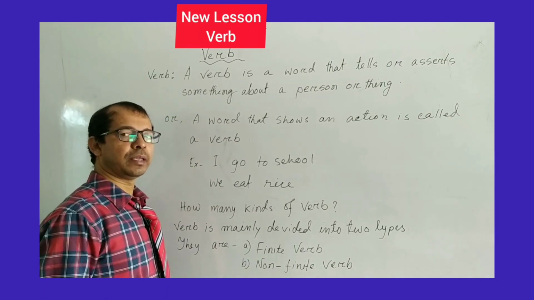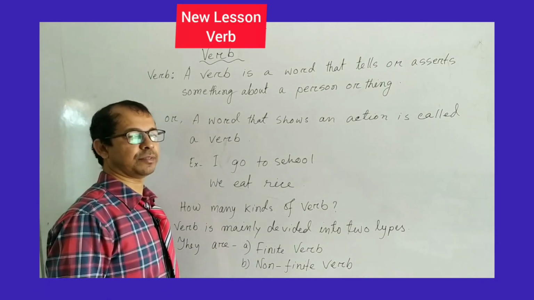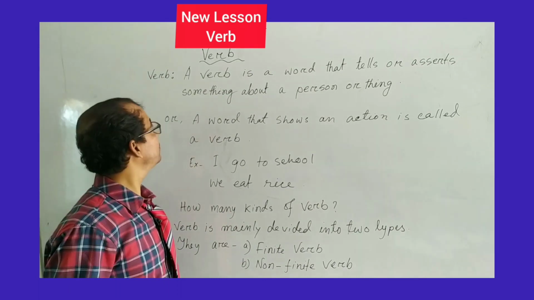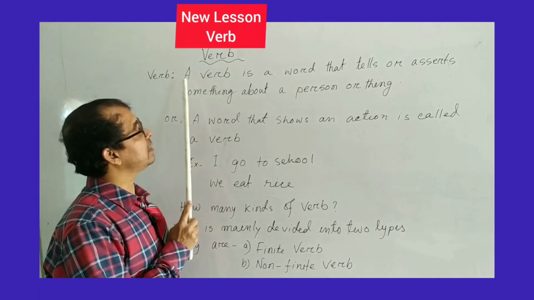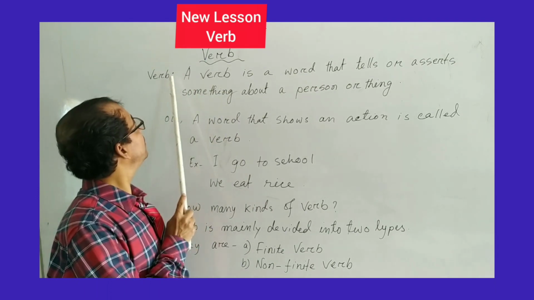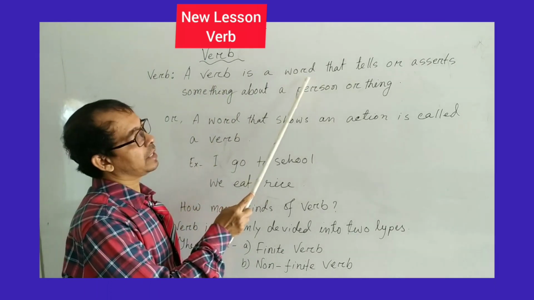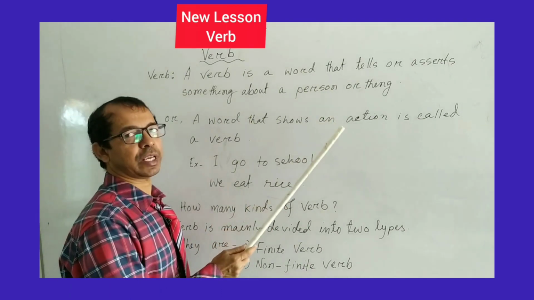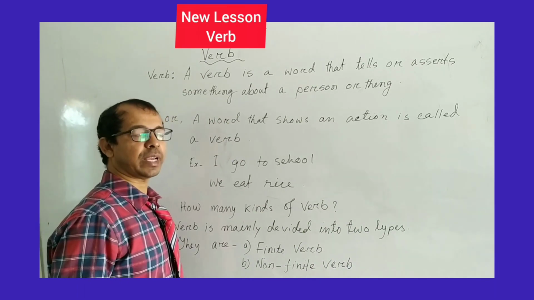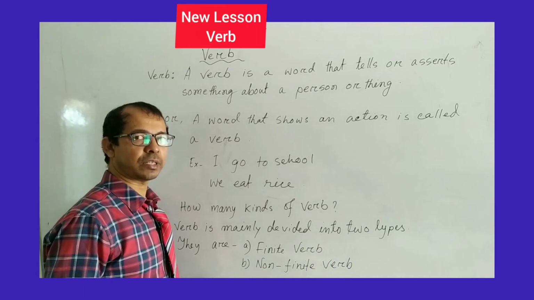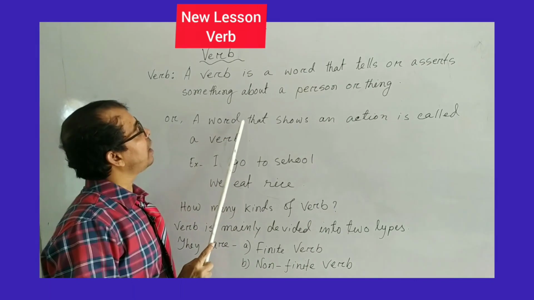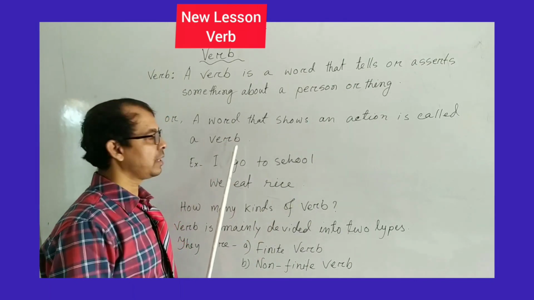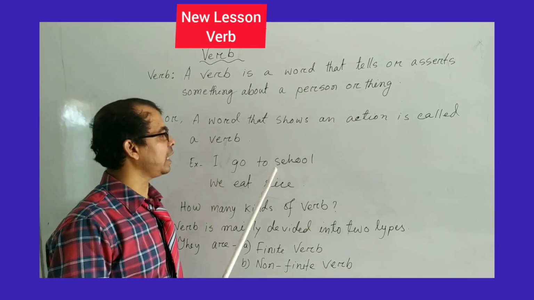My dear student, today's new lesson is verb. So at first, we have to know what is verb. So here is the definition of verb. A verb is a word that tells or asserts something about a person or thing. In another way, we can say the definition of verb is a word that shows an action is called a verb. As for example, I go to school.